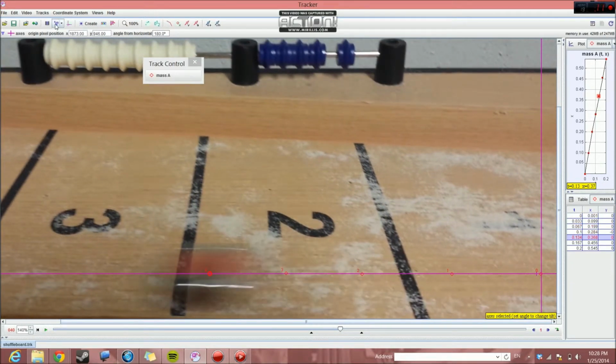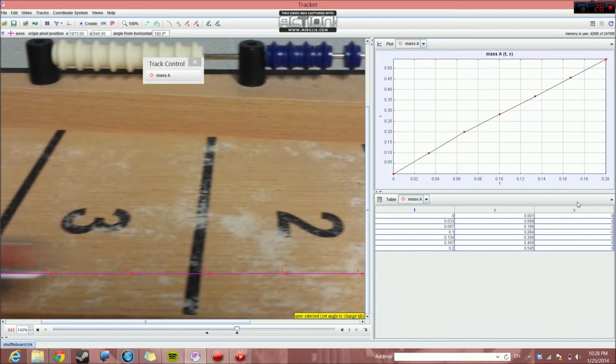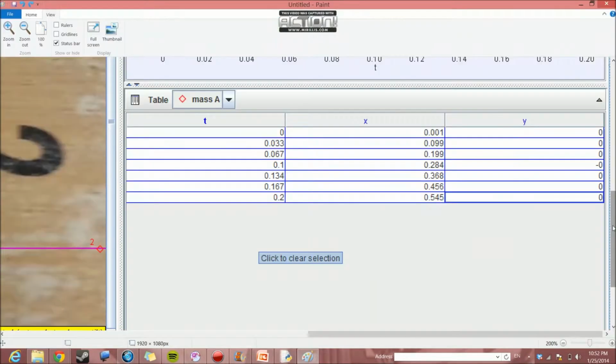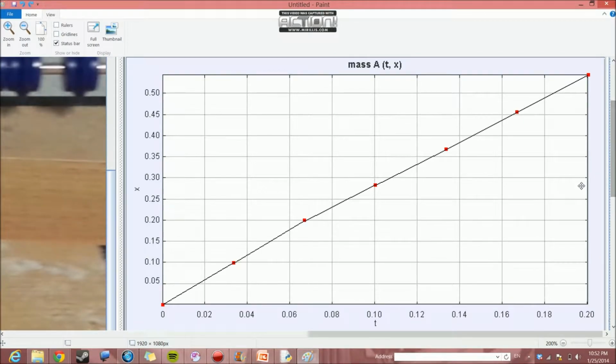Using the measurement tool, we can determine the length of the disk. Knowing the length of the disk, we can determine how far the disk moves. This data is then collected and graphed. Here is a close-up of the position data. Here is an enlarged view of the graph.